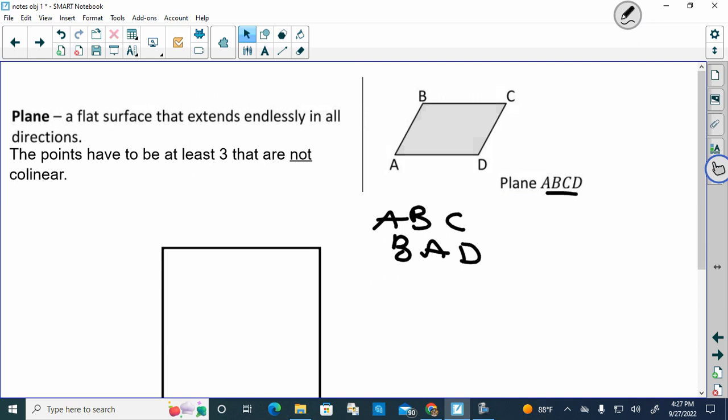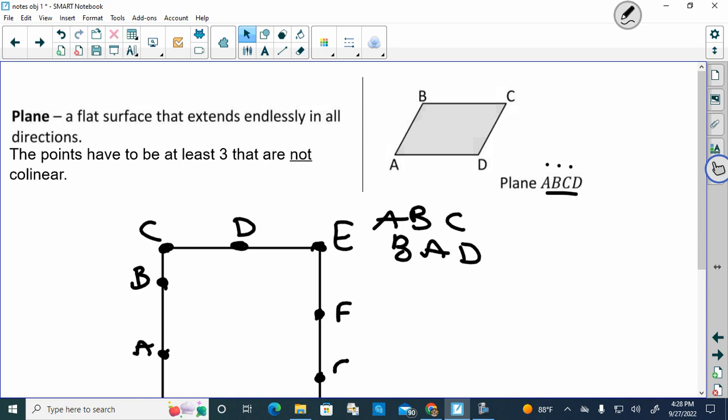They listed it with 4, which is fine, just as long as you have at least 3 that are not on the same line together. So we had another plane, so you're going to just draw a sketch of a rectangle or a square. And say I have multiple points that are on a line. Doesn't really matter where you're putting them. I'm going to go A, B, C, D, E, F, and G. So if I'm naming this plane or this box, I can list any 3 letters as long as they are not collinear, so they cannot be on the same line together.